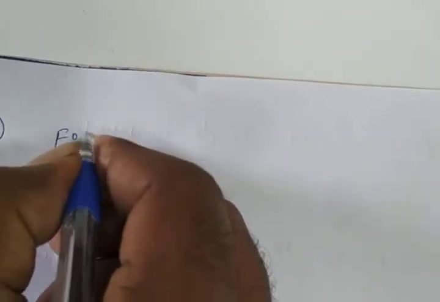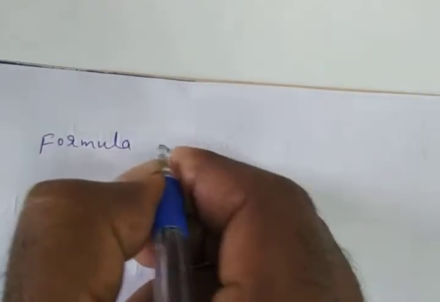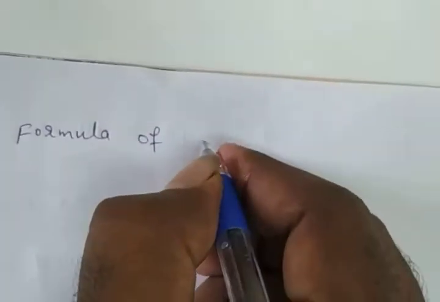Okay, now let us take another example, valency with 4. We have to write the formula of carbon tetrachloride. Next example is carbon tetrachloride. The formula of carbon tetrachloride.